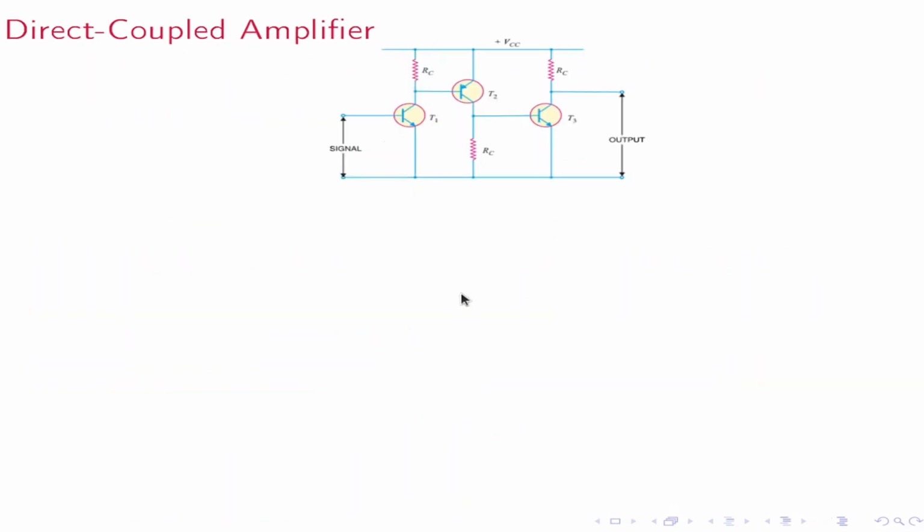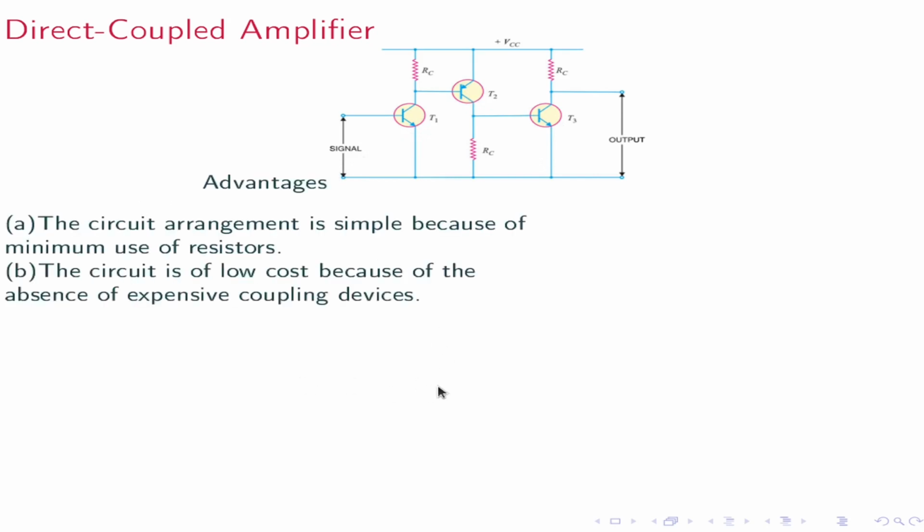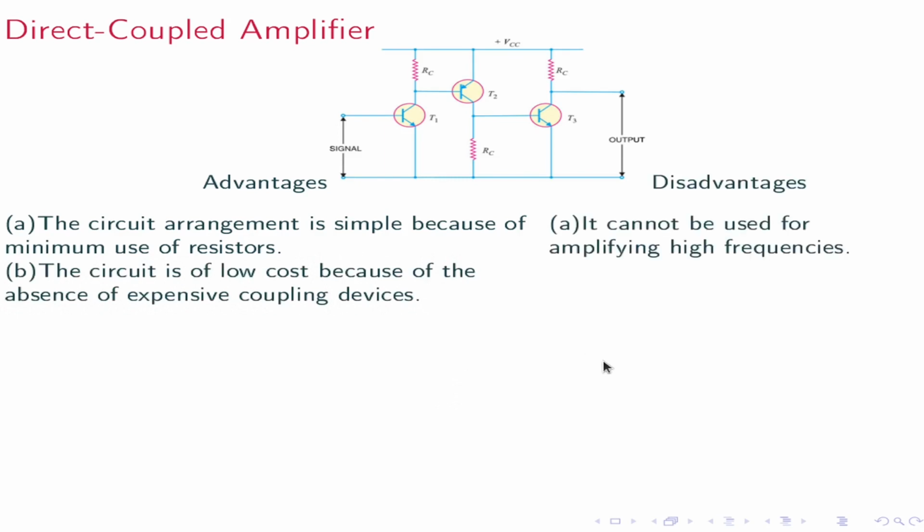This is the direct coupled amplifier. The first stage is with a PNP and the next with an NPN. There is no coupling, it is directly coupled. Its advantages: circuit arrangement is simple because of minimum use of resistors. The circuit is of low cost because of the absence of expensive coupling devices.